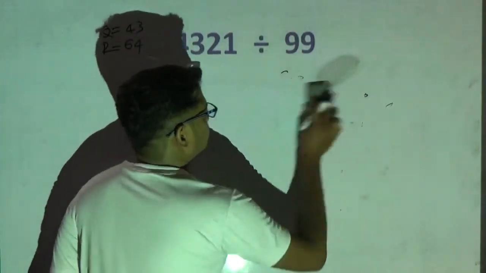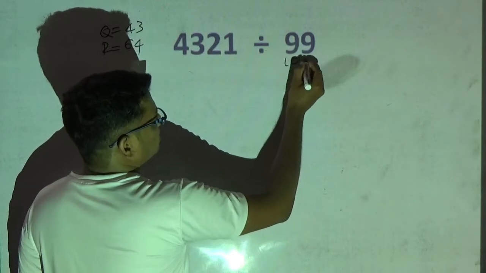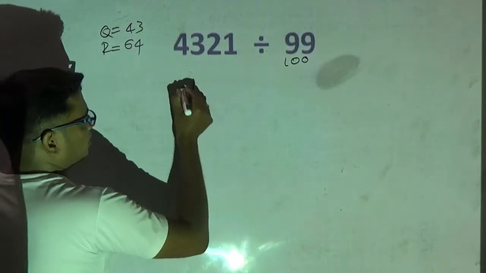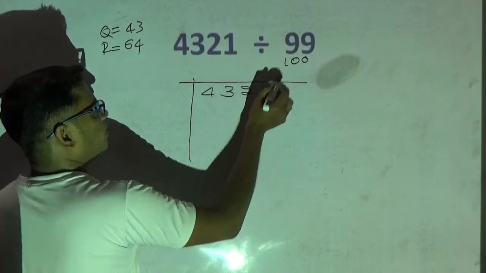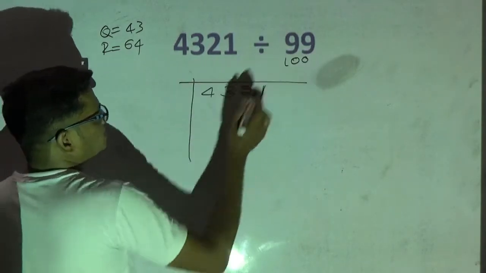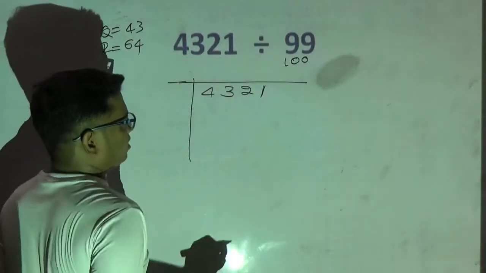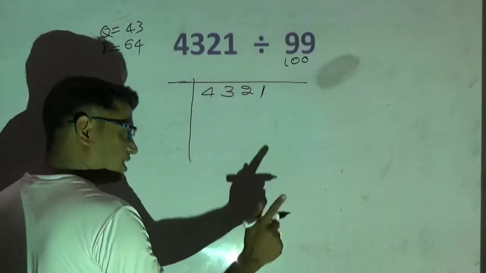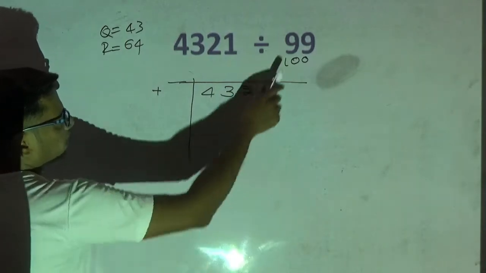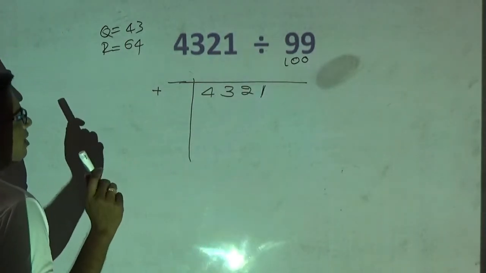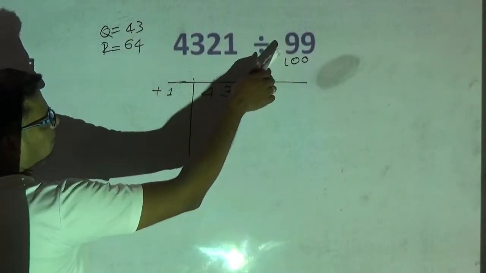Please observe now. See 99, the base for this number is 100. I am dividing 4321 by 99, correct? The base is 100. 99 is below your 100, it is less than 100. In division, if it is less, you have to represent it by a positive sign, just the reverse of multiplication. If a number is below your base, you have to represent it by a plus symbol. How much below? 1 below. This is 1 less compared to your 100, right?